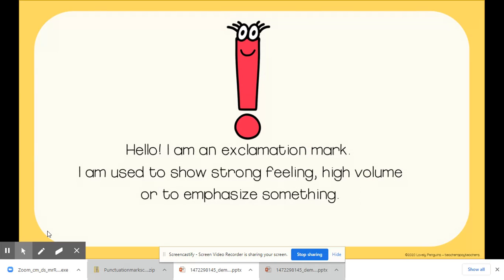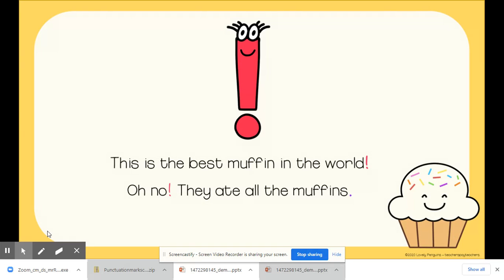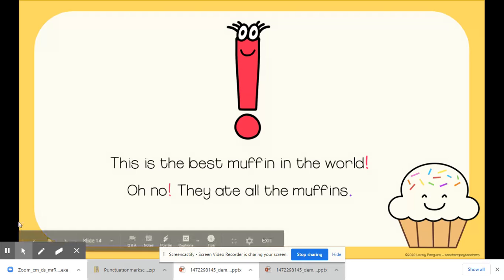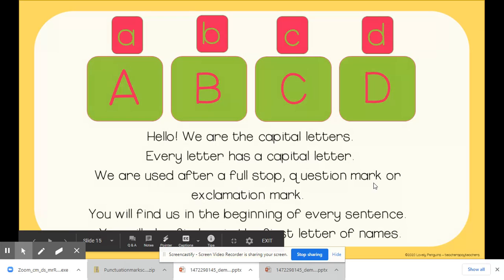Hello, I am an exclamation mark. I am used to show strong feeling, high volume, or to emphasize something. This is the best muffin in the world! Oh no, they ate all the muffins! So you can see the strong feeling that we use in these two sentences.